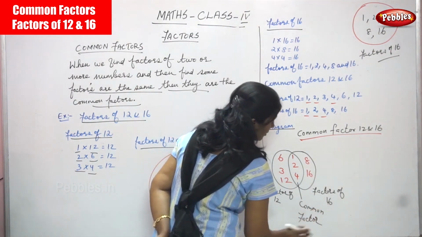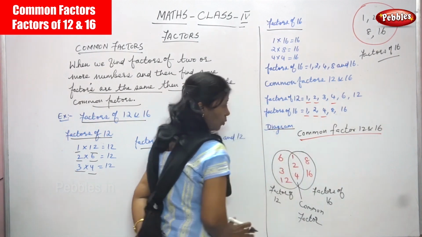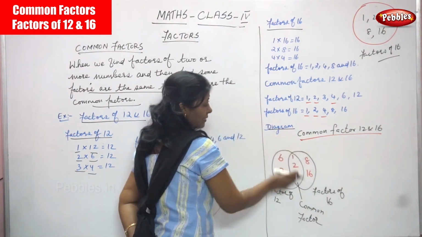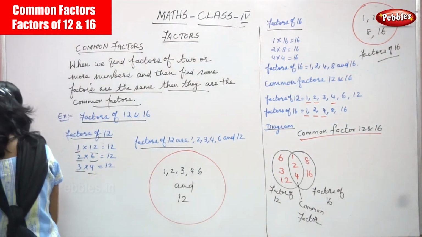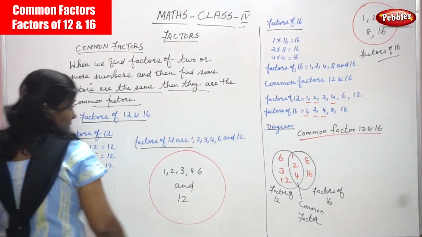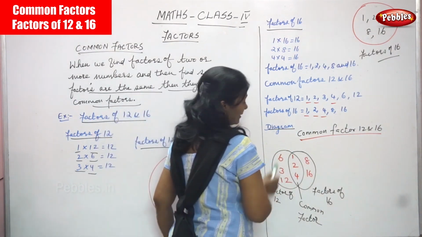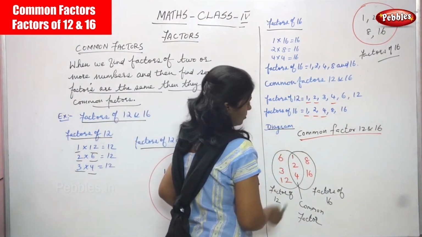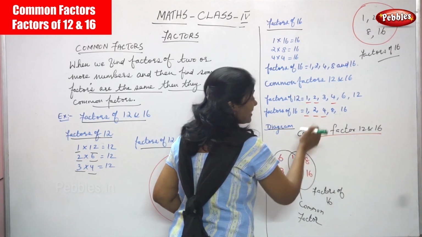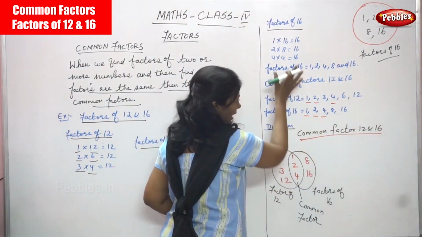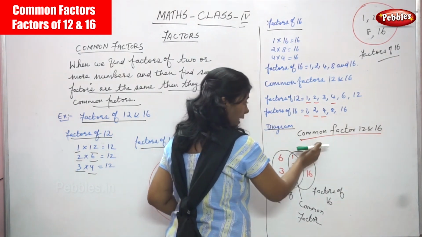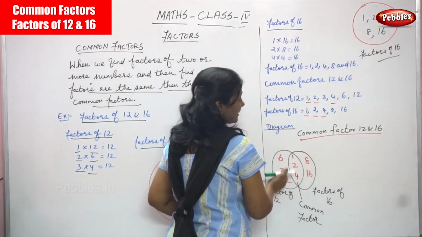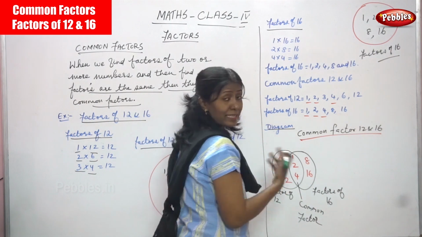So I've shown the common factor in the diagram. I explained the common factor in diagram form. So we have to find the common factors of 12 and 16. I've completed all the sums. Finally, I've shown the common factor in the diagrammatic representation.